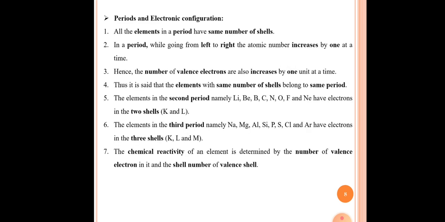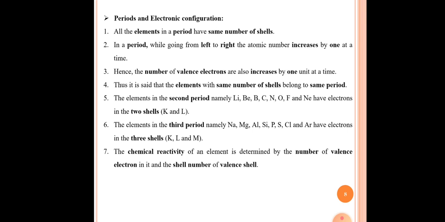In the next slide, our next point is periods and electronic configuration. Okay, so what is the relationship between electronic configuration and the position of an element in a particular period? So we have to see this point in detail. Here, the first point is, all the elements in a period have the same number of shells. Okay, all the elements in a period have the same number of shells.